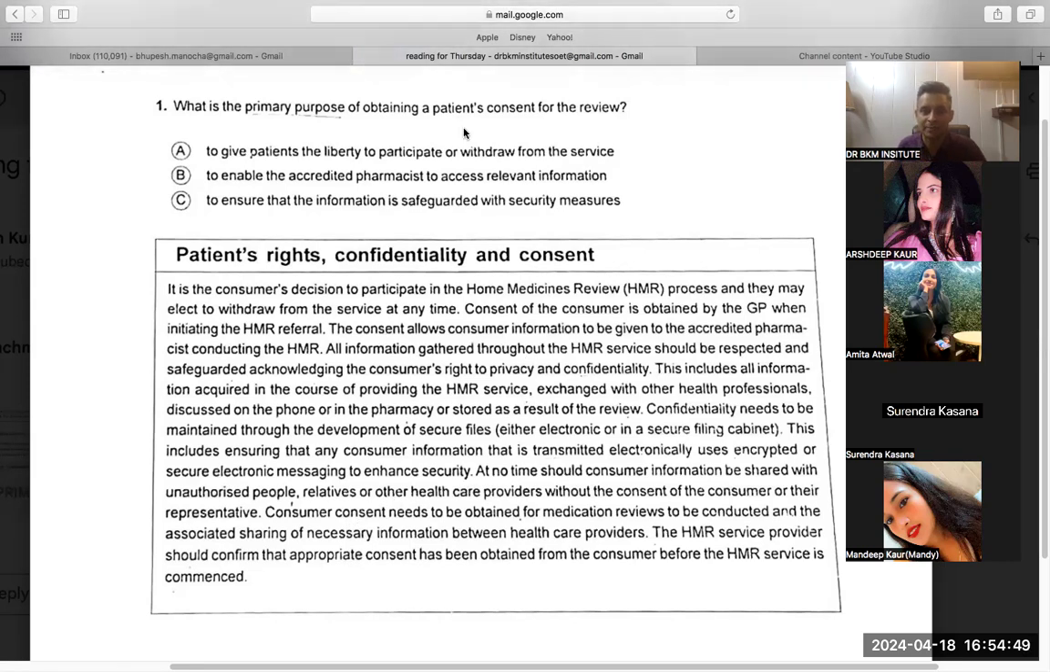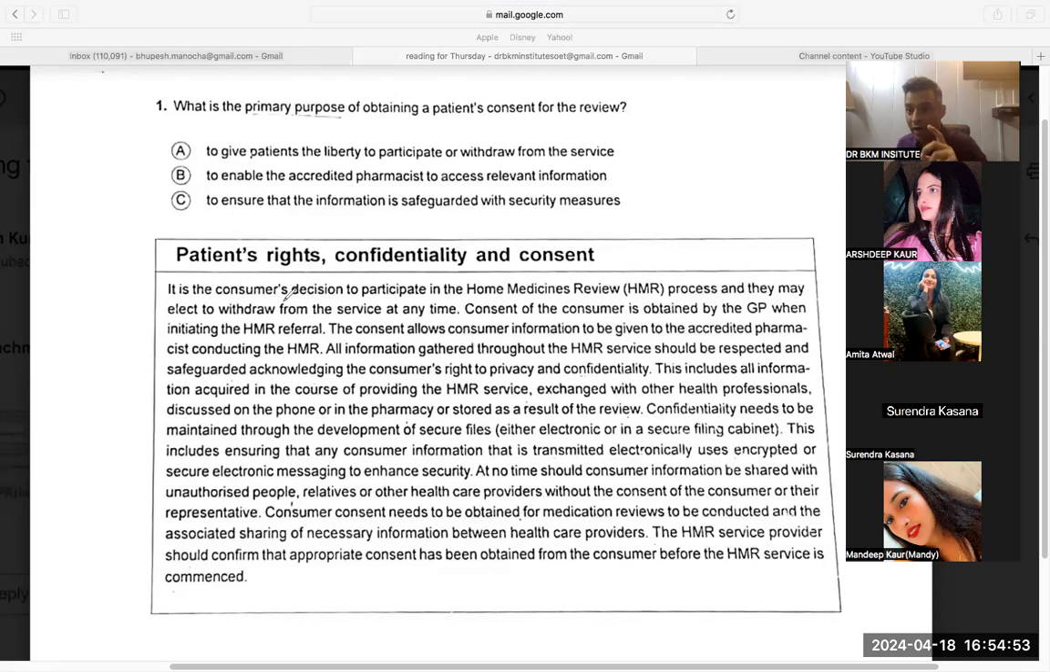Now I'm going to read this paragraph in front of you. I hope you all would be able to understand. So now I am trying to find what is my benefit, being a doctor, of taking the consent. Okay. It is the consumer decision to participate in the home medications review. Home medications means the patient is taking medication at home and he will give the review. Means if I am having diabetes, the doctor will give me insulin to inject at home and I will give you the review of what my sugar level was, how the medication was. So you should understand the topic.